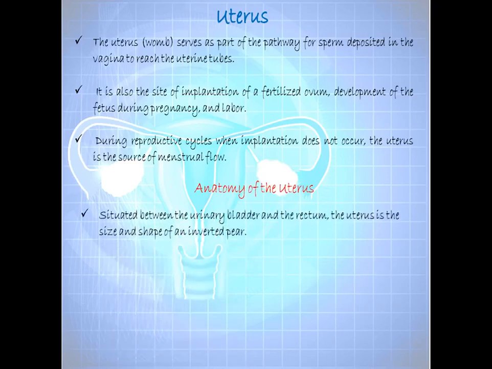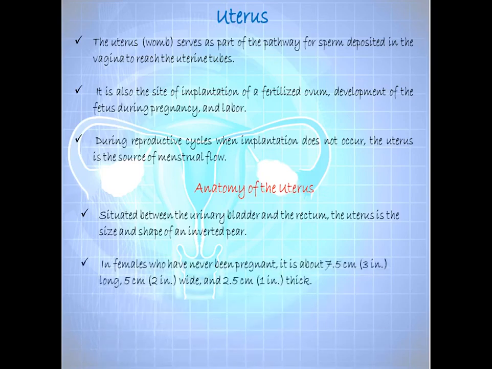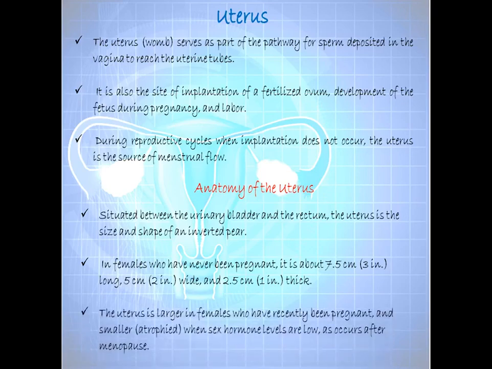Situated between the urinary bladder and the rectum, the uterus is the size and shape of an inverted pear. In females who have never been pregnant, it is about 7.5 cm long, 5 cm wide and 2.5 cm thick. The uterus is larger in females who have recently been pregnant and smaller when sex hormone levels are low or after menopause.